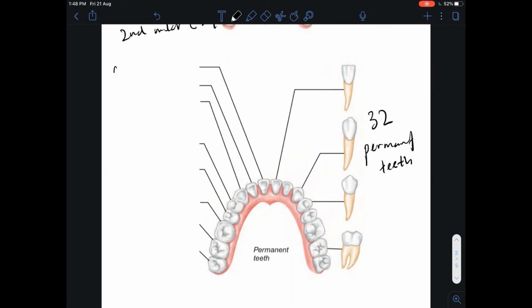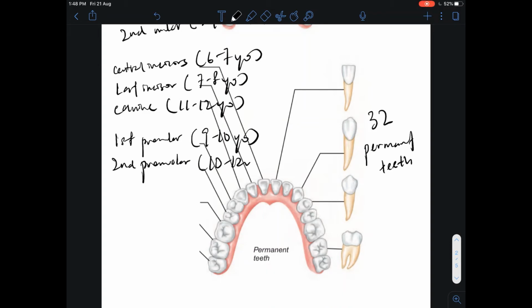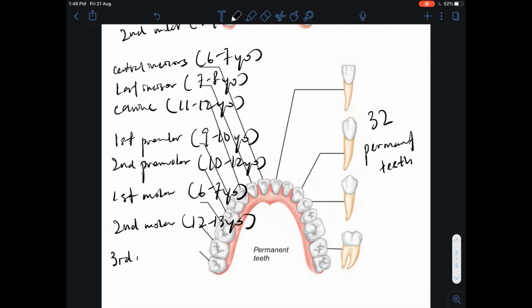It is composed of central incisors erupting around 6 to 7 years old, lateral incisor erupting around 7 to 8 years old, the canine erupting around 11 to 12 years old, first premolar erupting around 9 to 10 years old, second premolar, 10 to 12 years old, first molar, 6 to 7 years old, second molar, 12 to 13 years old, and finally the third molar, also known as the wisdom tooth, 17 to 21 years old.